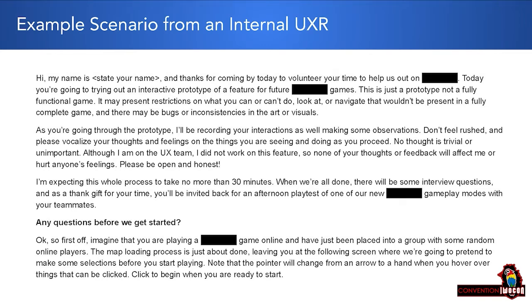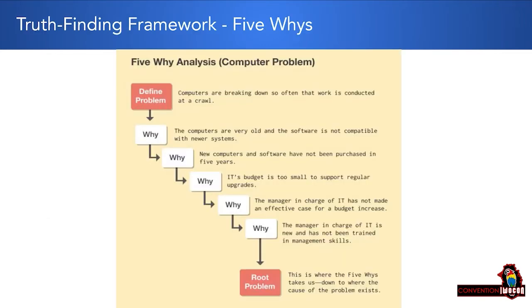So we talked a little bit earlier about the truth finding framework, the 5 Whys. As an example, imagine that the office computers are breaking down, and you might ask, okay, well, why are they breaking down? It's because they're old, right? And so if you just replace the computers, or the software's not compatible, maybe you update it, you might still keep getting the same problem again.